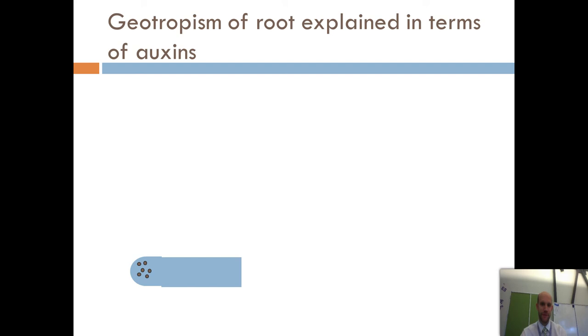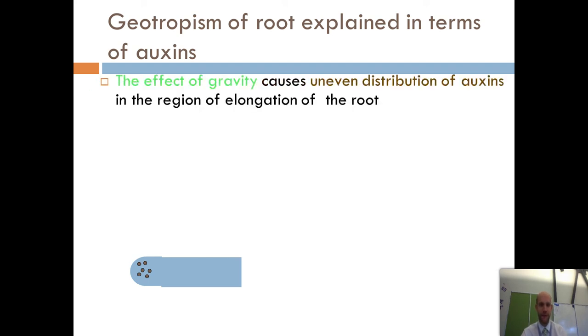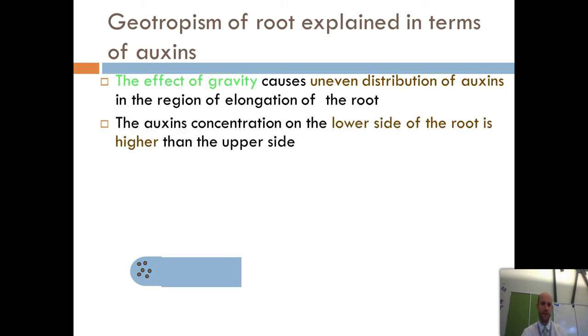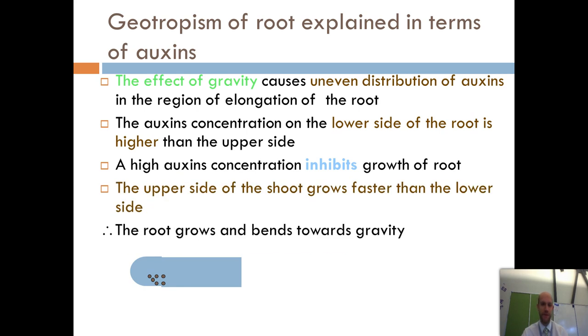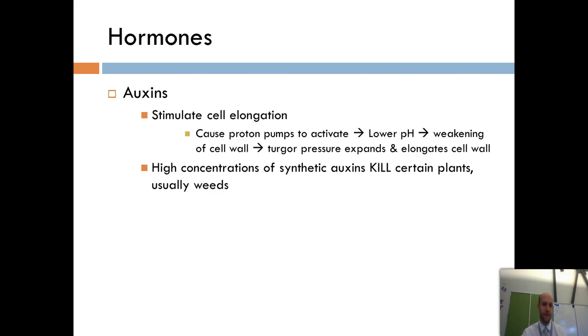Geotropism, or gravitropism, is linked to gravity. The effect of gravity also causes uneven distribution of auxins. Auxin concentration on the lower side of the root is higher than the upper side. Now, obviously in a shoot, that would make it bend upwards. But in a root, because auxins inhibit growth, they will actually bend downwards, going into the ground. Because of this difference in response between roots and shoots, they behave in opposite ways, and so they move in the direction that they need to for the plant to remain healthy.